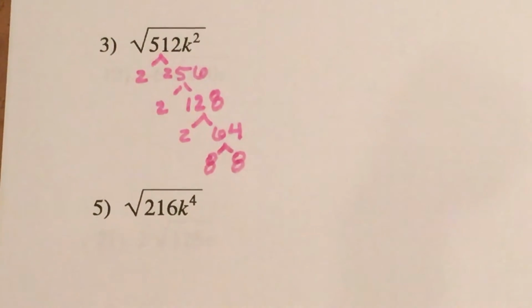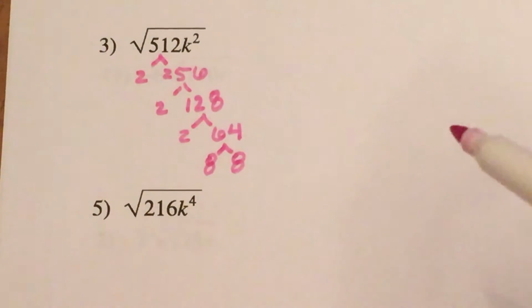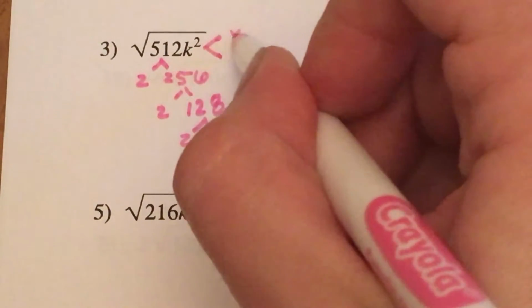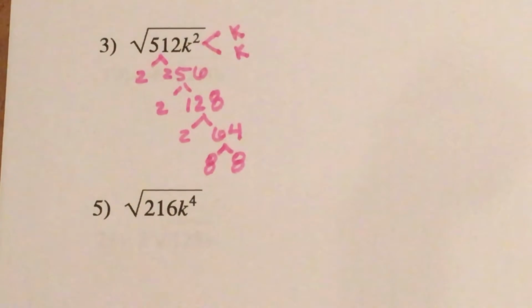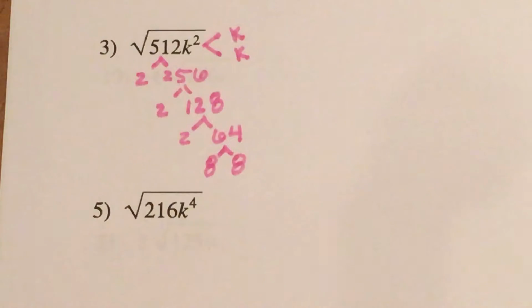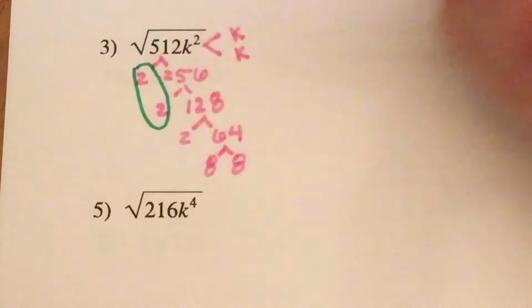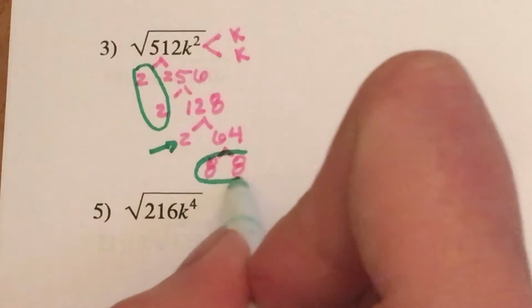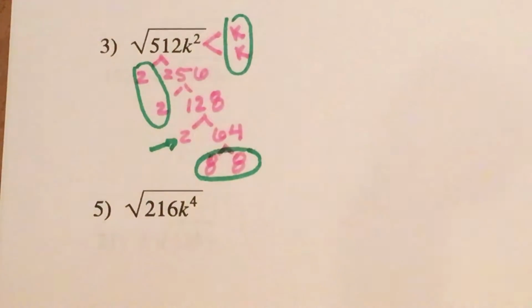That's true. So that's pretty nice because I'm looking for two of the same thing to make a bundle. So that'll be very helpful. In this, k squared comes from k times k. So let's look at what we've got. I have a bundle of 2s. I have a leftover 2. I have a bundle of 8s. And I have a bundle of k's.